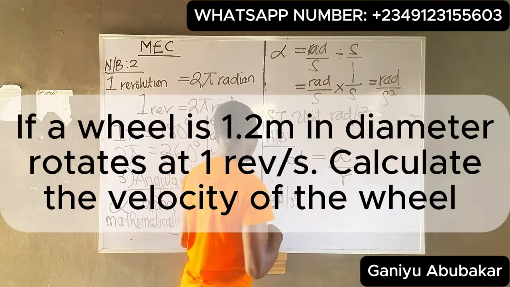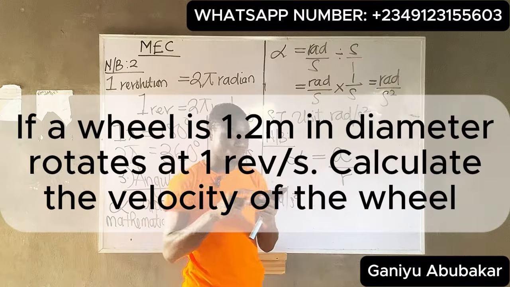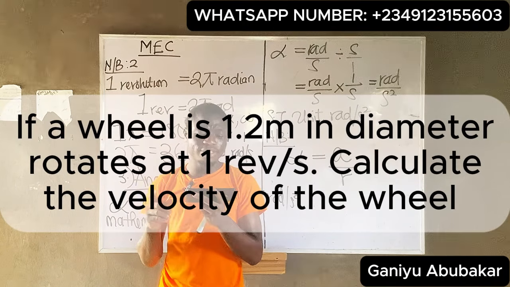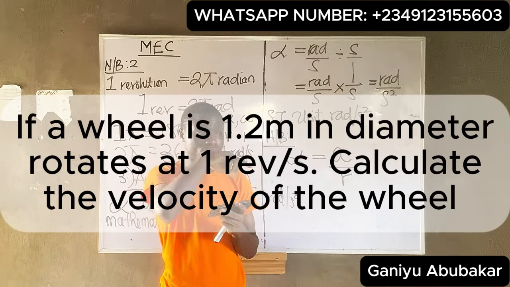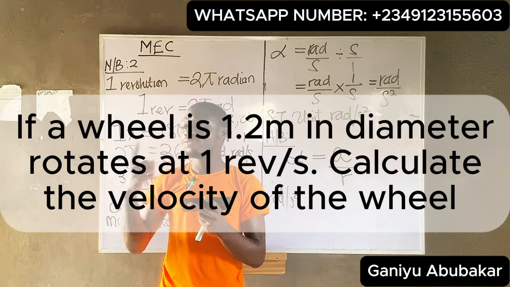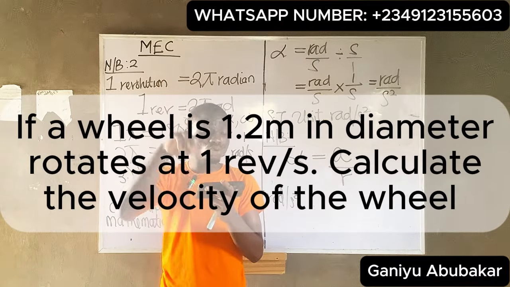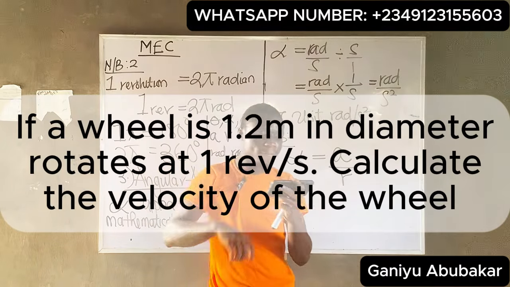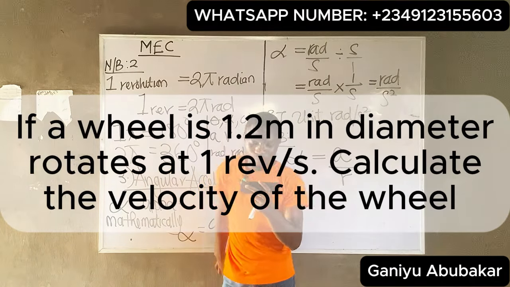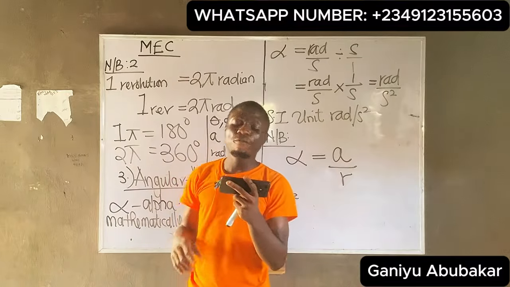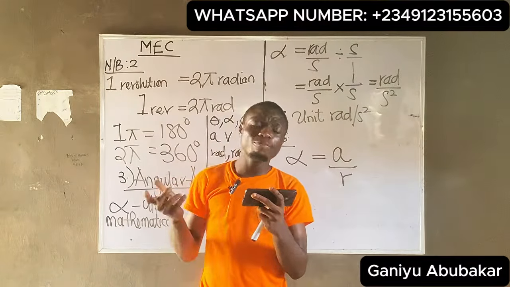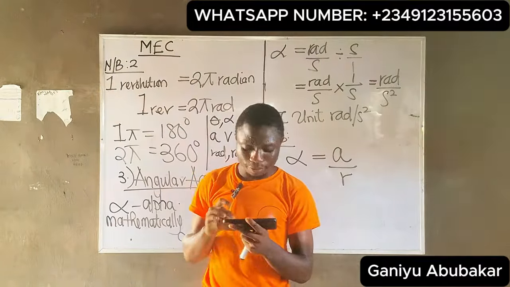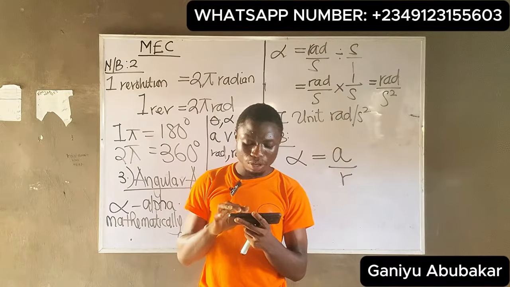Option A, 3.6 meter per second. Option B, 3.8 meter per second. 3.8 what there? Option C, 4.0 meter per second. And option D, 4.5 meter per second, please.